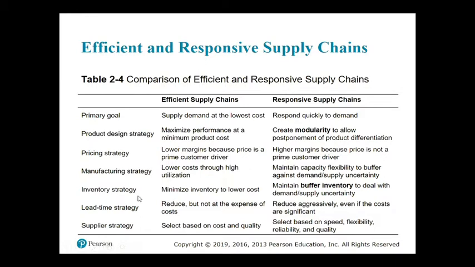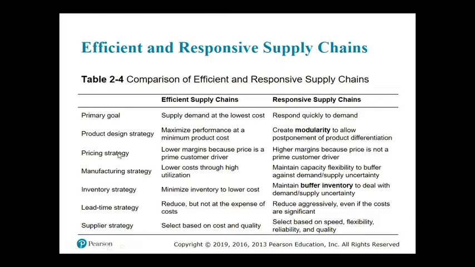And in terms of product design strategy, for efficient supply chain, the goal is still to minimize cost. Whereas in the responsive supply chain, you will also see modular designs, which allows us to do the so-called postponement of differentiation. That's when, through modular designs, we're able to shorten the time that the customer has to wait when they order a custom-made product.